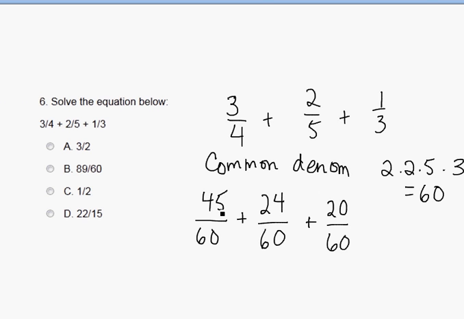So now I'm adding 45 over 60 plus 24 over 60 plus 20 over 60. Now that they have a common denominator, when I add up all of these 60ths, I just add the numerators and I get 89 over 60. So I have 89 60ths. So the correct choice is choice B.